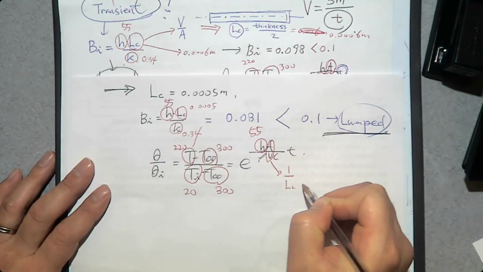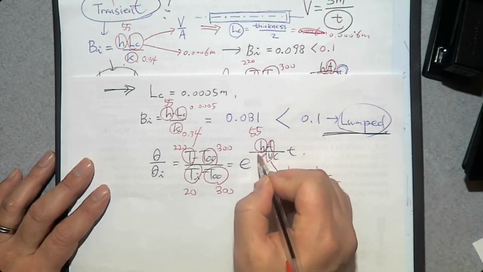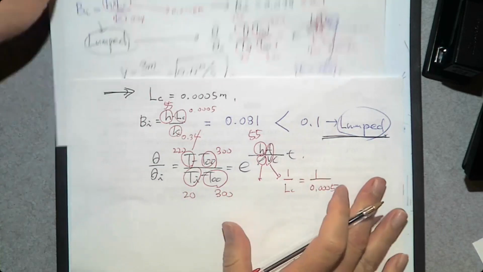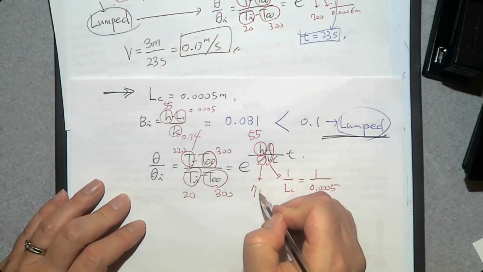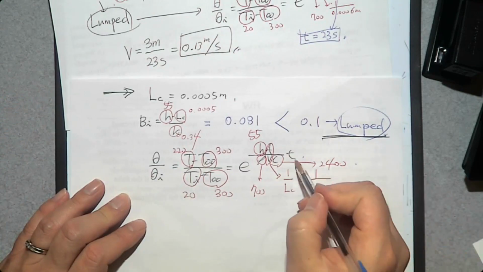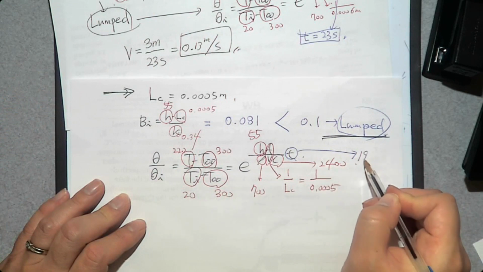What is the temperature? 220, surrounding temperature 300, initial temperature 20, h is 55, area over volume is 1 over the characteristic length, which is 1 over 0.0005. Density, what was it? 700, and specific heat 2400. Can you determine time t? Yes. Now it is only 19.